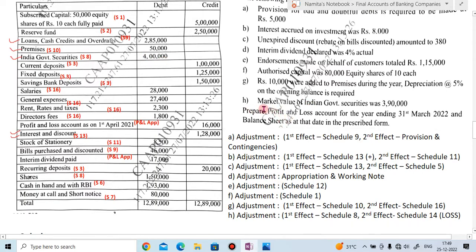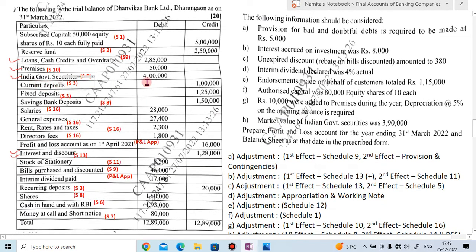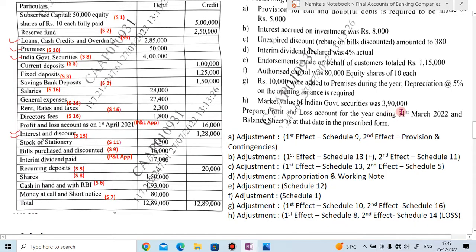Next is what? Adjustment number H, market value of Indian government security was 3,90,000. Here in the question Indian government is given 4 lakh. Okay, and market value of the security is how much? 3,90,000. So 4 lakh is the cost of those securities, and market value is 3,90,000. That means there is a loss of 10,000. Okay, so first effect will be in schedule number 8, investment, and second effect, the loss of revaluation on the securities, will be in schedule number 14.